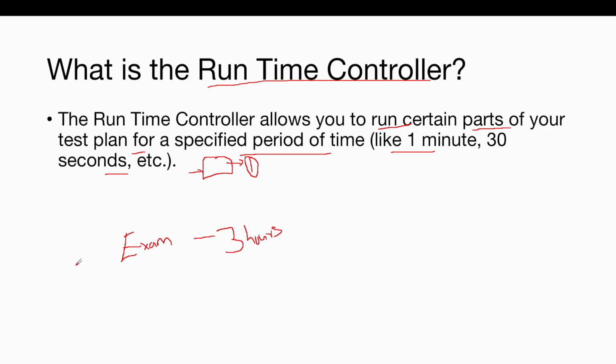It is like, imagine you are writing an examination and the examination time is only 3 hours. Irrespective of how many questions you have answered or completed, after 3 hours your examination will end and you are no longer allowed to continue, right? Something like this. Runtime controller will do something similar. Once the specified time period is over, it will stop sending the requests. Within the specified time period, it will complete as many requests as possible.